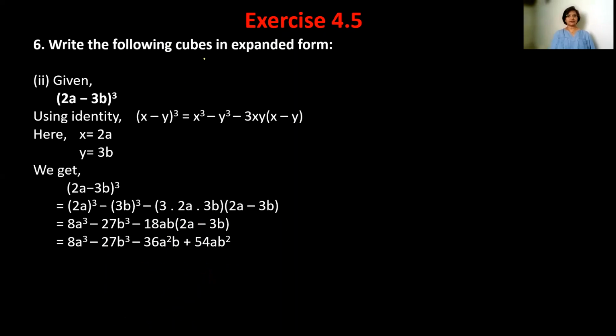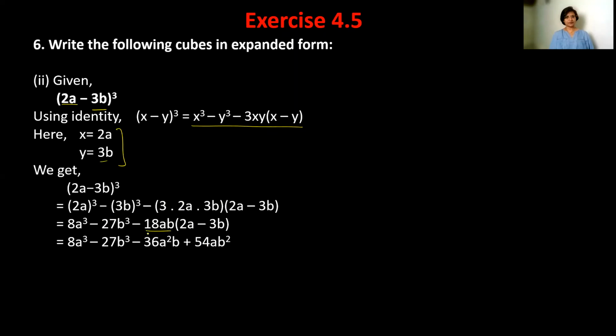So here, write the following cubic in expanded form. Again, the second part is 2a minus 3b whole cube. So here again we are using x minus y whole cube, which is x cube minus y cube minus 3xy into x minus y. So here x equals 2a and y equals 3b. After putting these values in the right hand side, what do we get? 2a whole cube minus 3b whole cube minus 3 into xy, meaning 2a into 3b, and x minus y meaning 2a minus 3b.